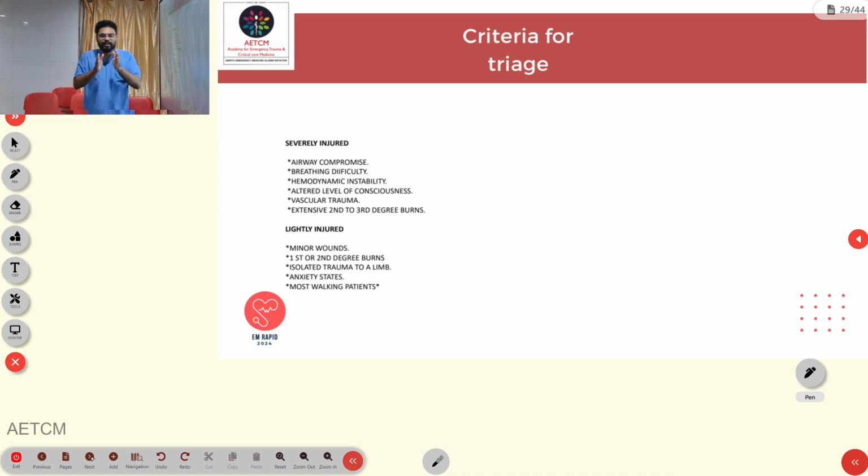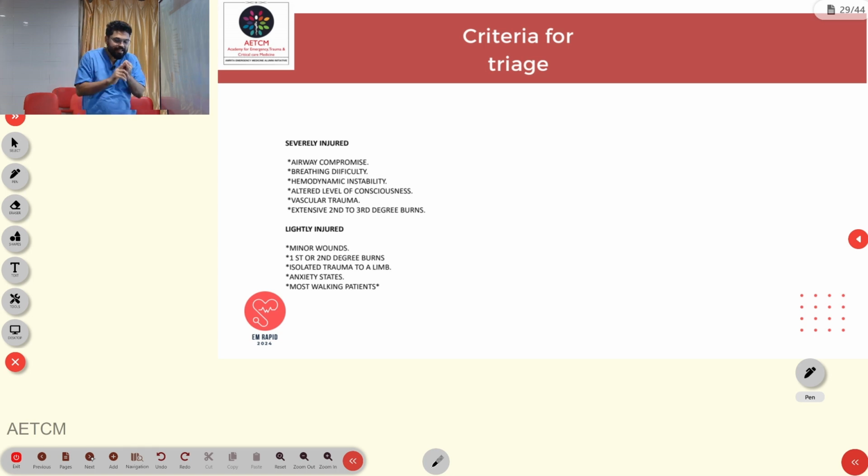Now we come to the criteria for triaging blast injuries. In the ED setup we will triage severely injured patients and lightly injured patients. If any one of the following criteria is met, the patient comes under severely injured patients.